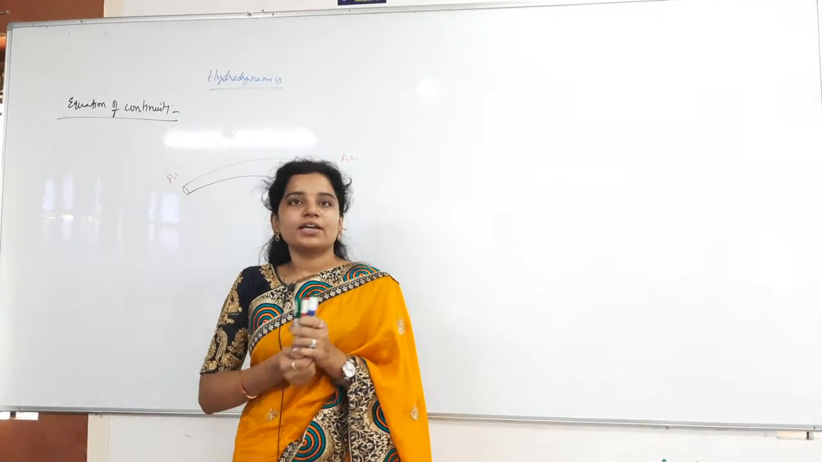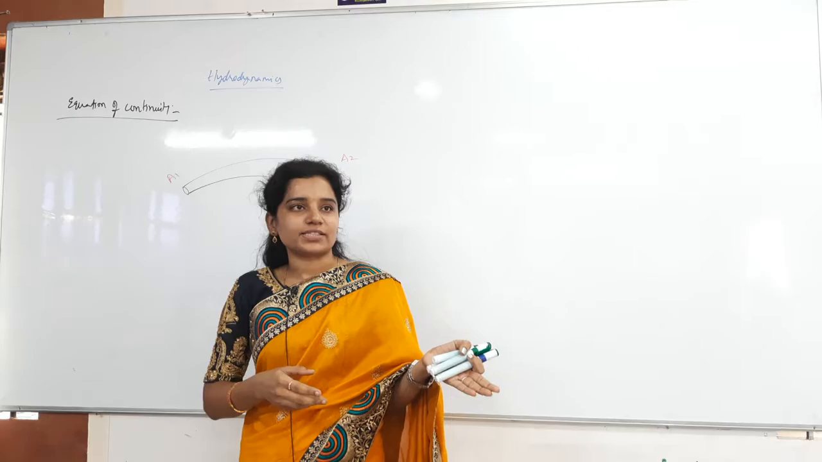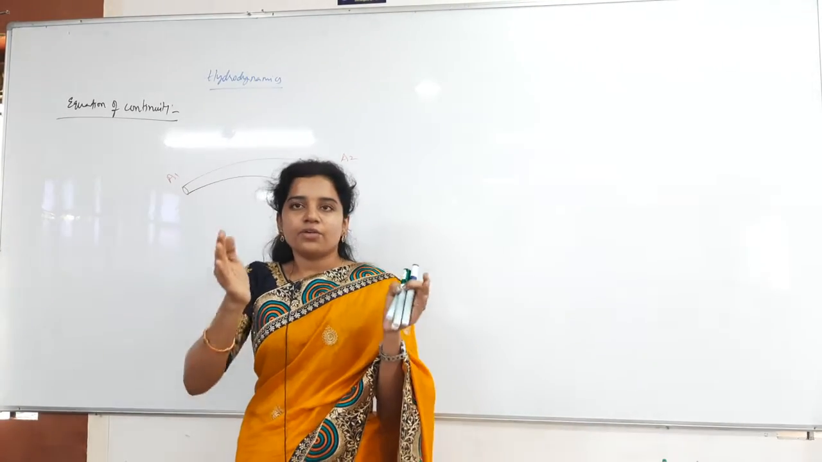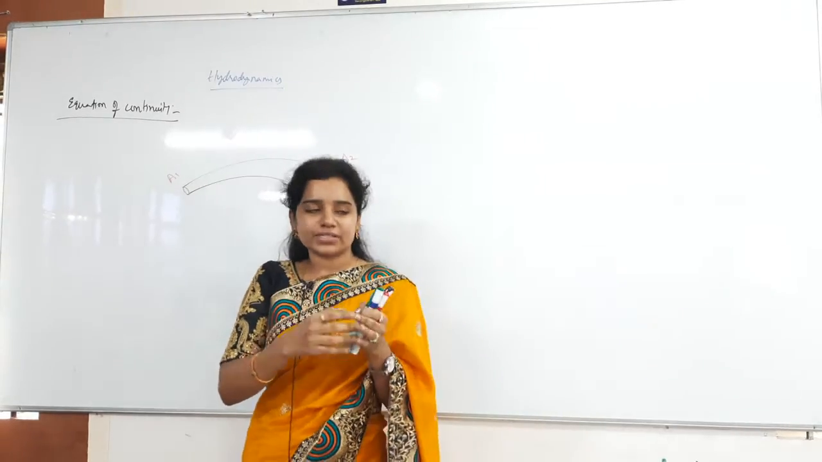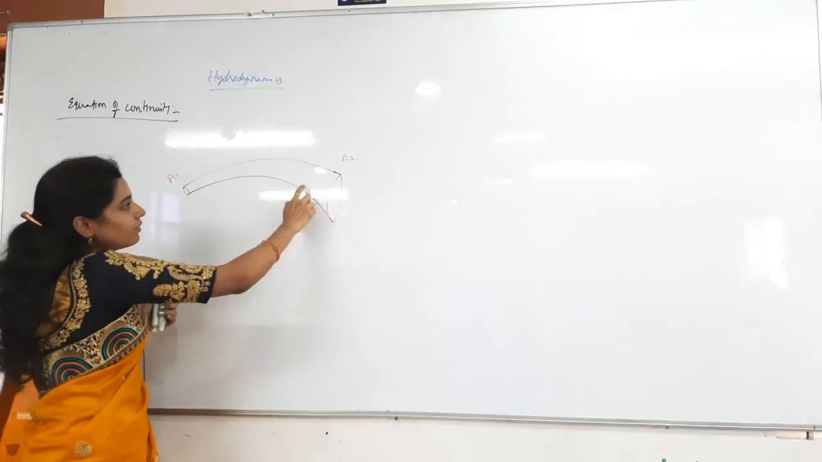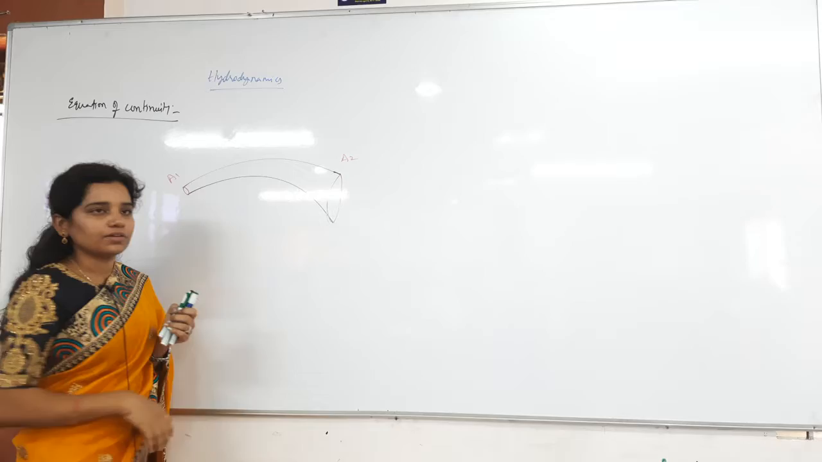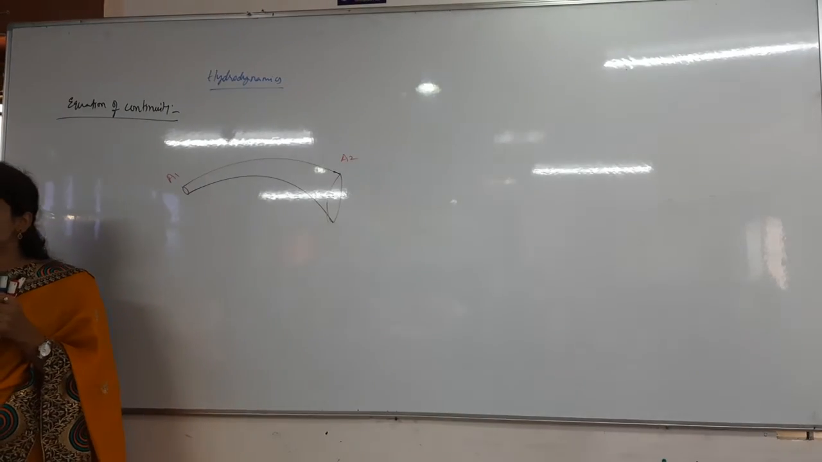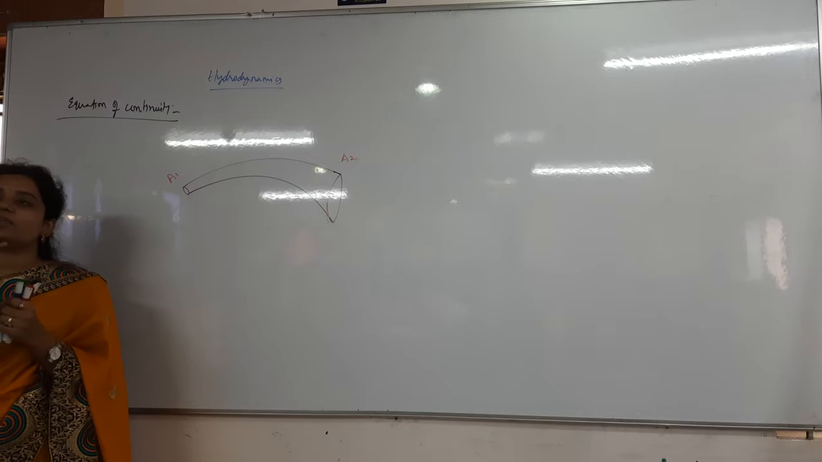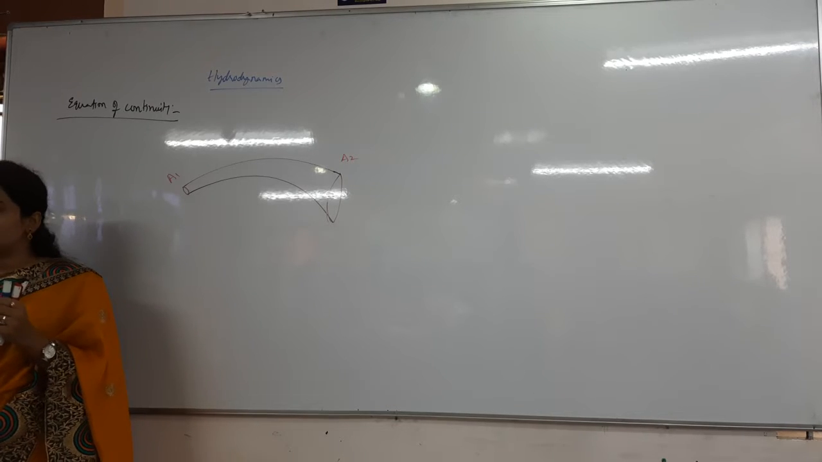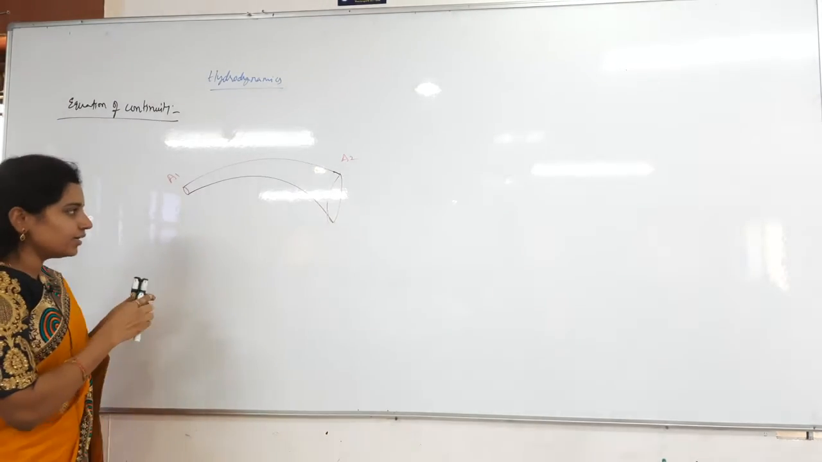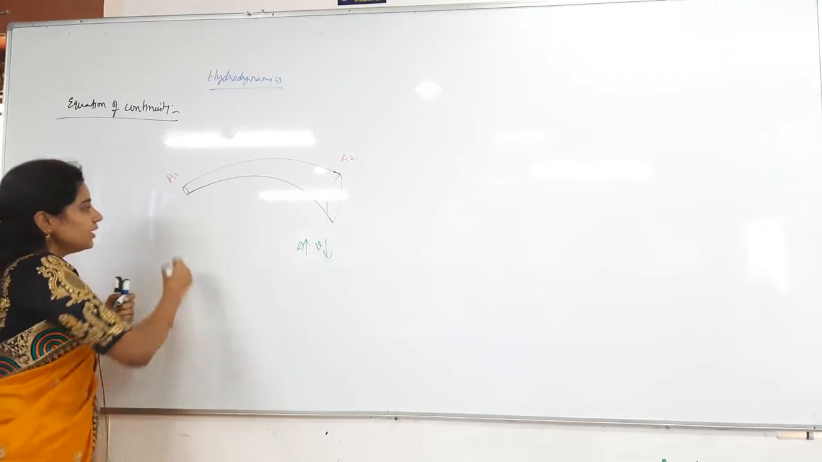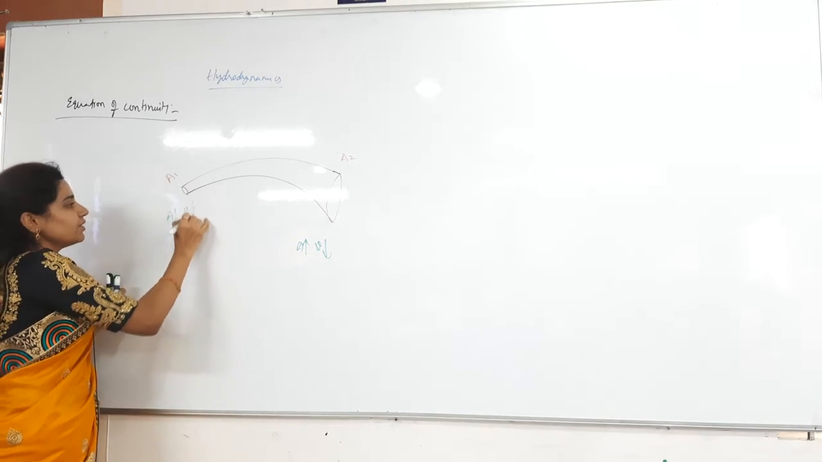Why? Because here the velocity was less, and now the velocity is more. Understanding or not? If I say at this opening in 1 minute 10 liters of water is coming out, at this opening the area is very less. But whenever the area is less, what happens? Velocity will be more. Here velocity is less. Here area is more and velocity is less. Here area is less and velocity is more.